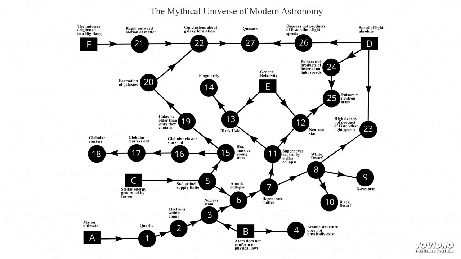Number 23 decrees, "Thou shalt not think of speeds greater than that of light in connection with the high density of the white dwarfs and the products of the supernova explosions." It is this prohibition that forces the astronomers into the strange contortions of thought that result in black holes and singularities.